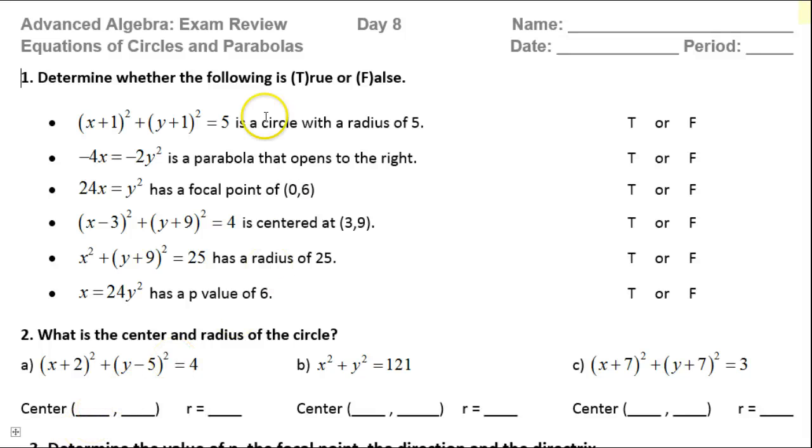In this video, we are going to review the equations of circles and parabolas. So first we have some true or false questions. Looking at this equation, this is a circle with radius 5. Well, that is false, because whatever is in this position is the radius squared.